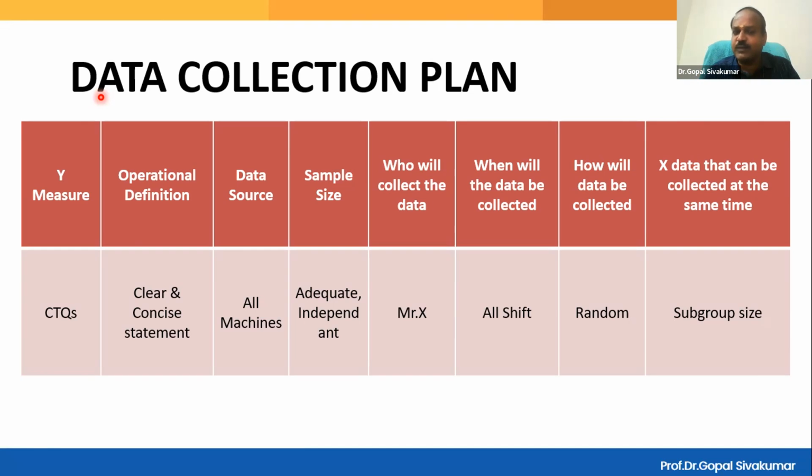Do you want to collect data from all the shifts, or is the problem happening only in a particular shift? If you are very sure the problem is happening only in a particular shift, ensure you collect data only from that shift. That will make more sense, right? And then how must the data be collected? Do you want to do random sampling, or systematic sampling, or cluster sampling, or stratified sampling?